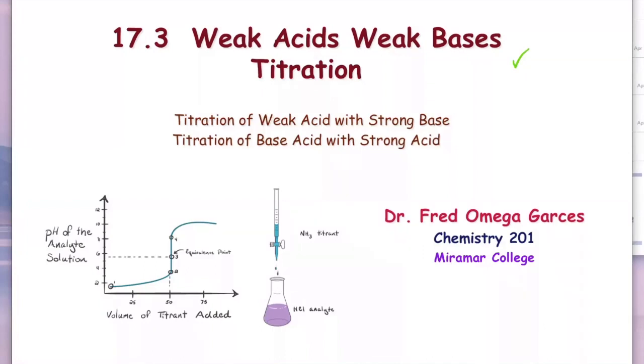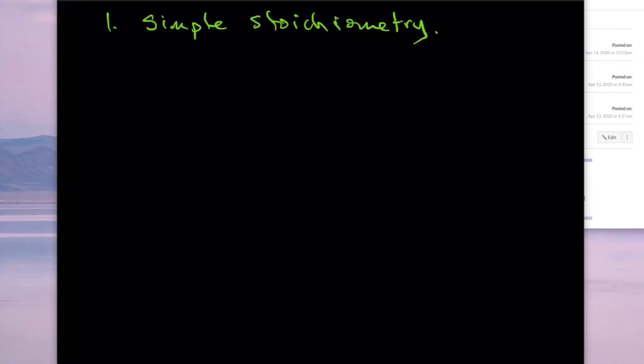So let me go ahead and blank this page and do a simple review. First of all, you should know simple stoichiometry. What I mean by simple stoichiometry is that if you have an acid, like a strong acid, and a base, and you have a certain volume here, usually this is a titration problem.